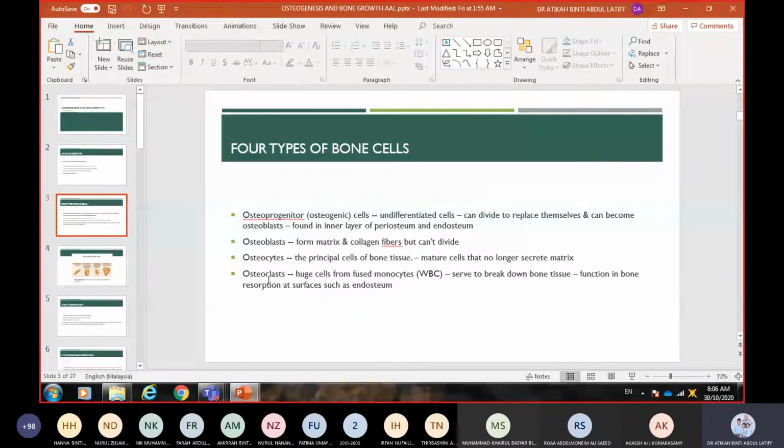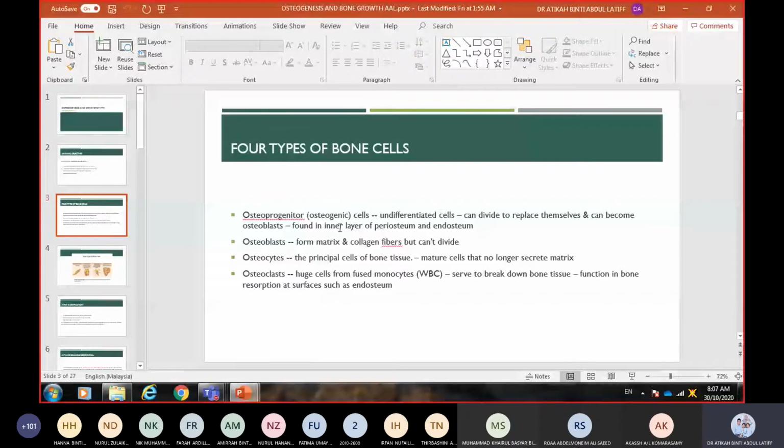Okay, so you have 4 types. The first type is your osteoprogenitor or osteogenic cells. These are undifferentiated cells, your precursor cells, and they can divide to replace themselves and can become osteoblasts, found in the inner layer of periosteum and endosteum. Remember the periosteum? Periosteum is the outer covering of the bone, right? Okay, so this is where you find your osteoblast. Osteoprogenitor cells, when they differentiate into osteoblasts, osteoblasts form the matrix and collagen fibers, but they can't divide.